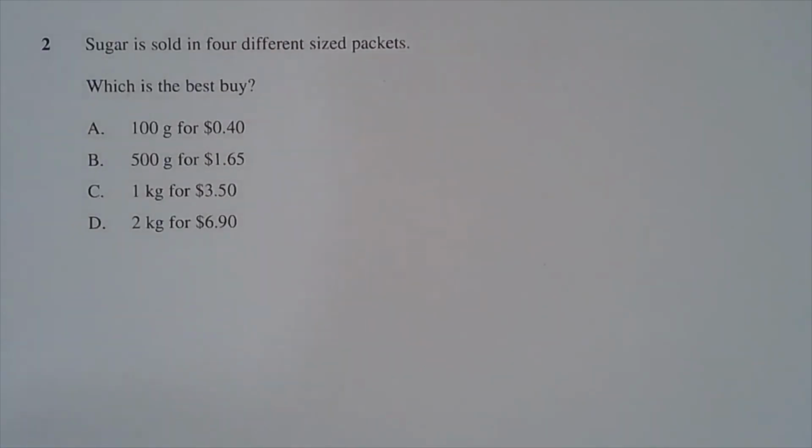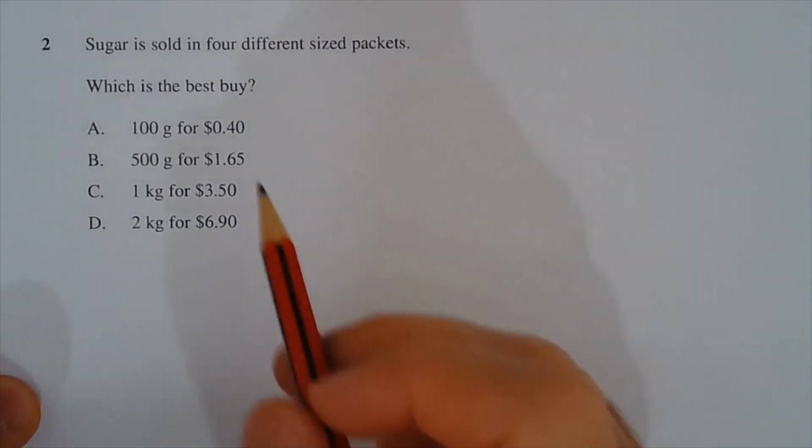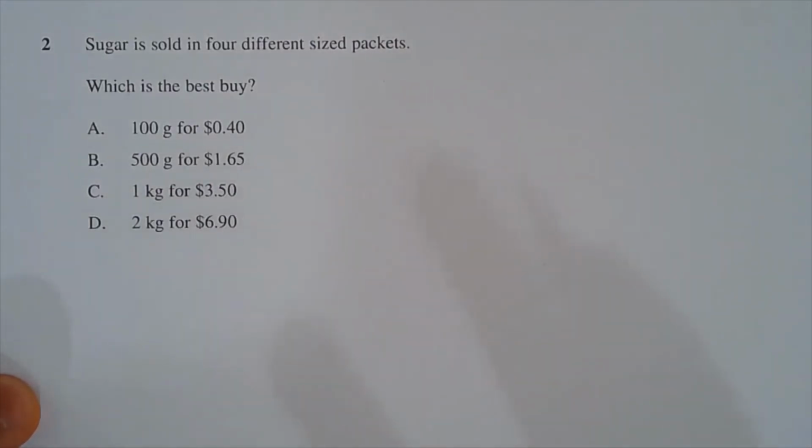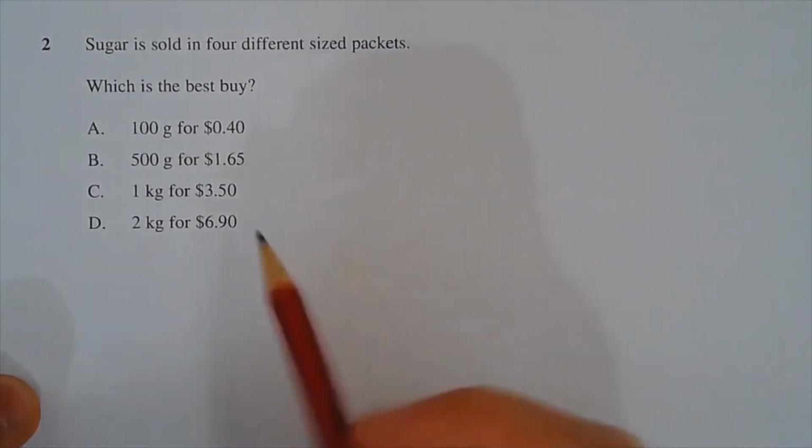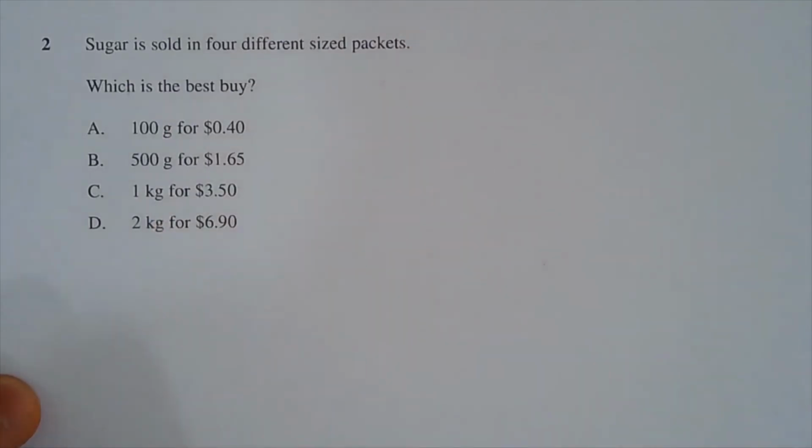Question 2. Sugar is sold in 4 different size packets. Which is the best buy? So the way to answer this question would be to maybe look at a common mass. So for example, the cost per kilogram would be something to compare against, and then compare the cost per kilogram for each of the options.